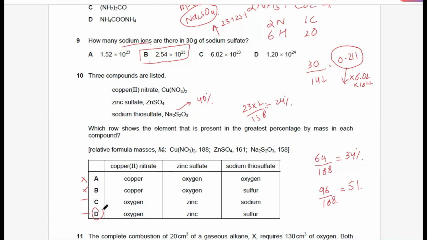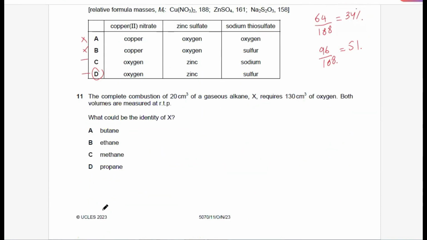Now the next one is question number 11. The complete combustion of 20 cubic centimeter of gaseous alkane requires 130 cubic centimeter of oxygen. As both of them are in gaseous state, we can take their volumes as moles, right? For example, I can say that 2 moles of this hydrocarbon requires 13 cubic centimeter of oxygen, right? Okay, now just see the options here.